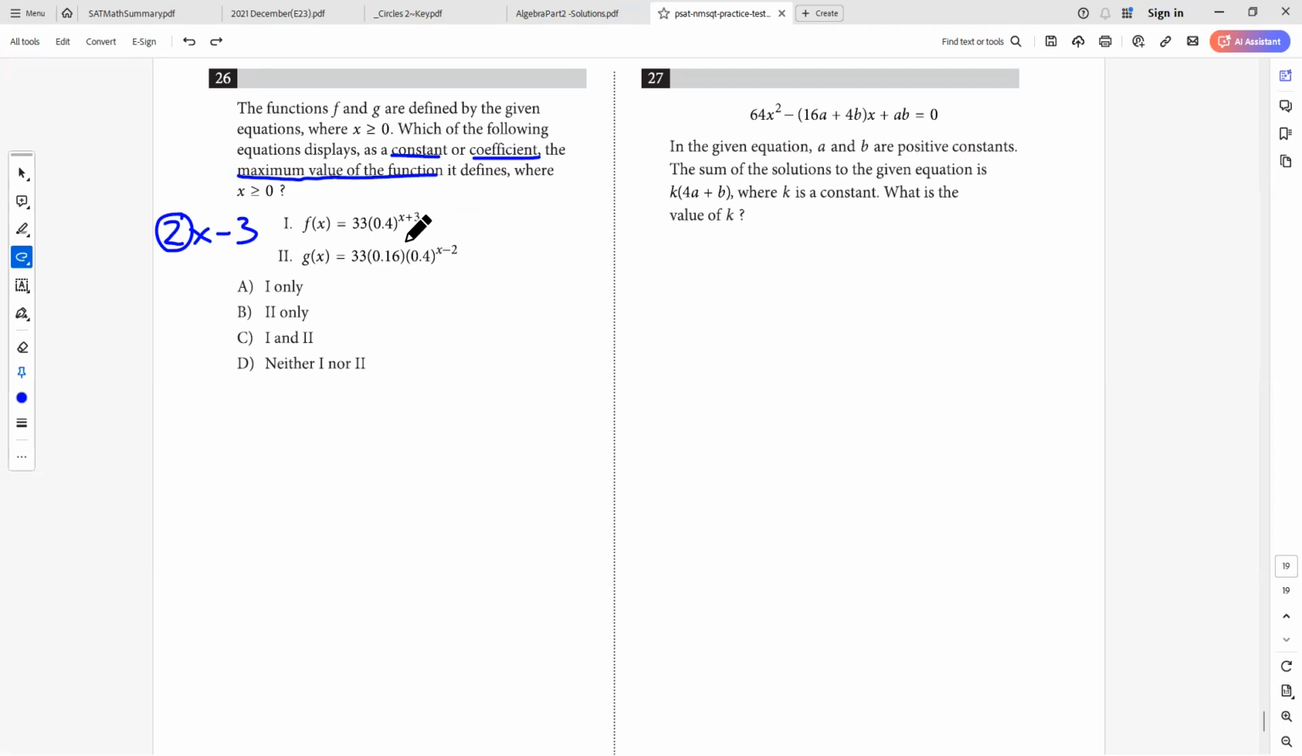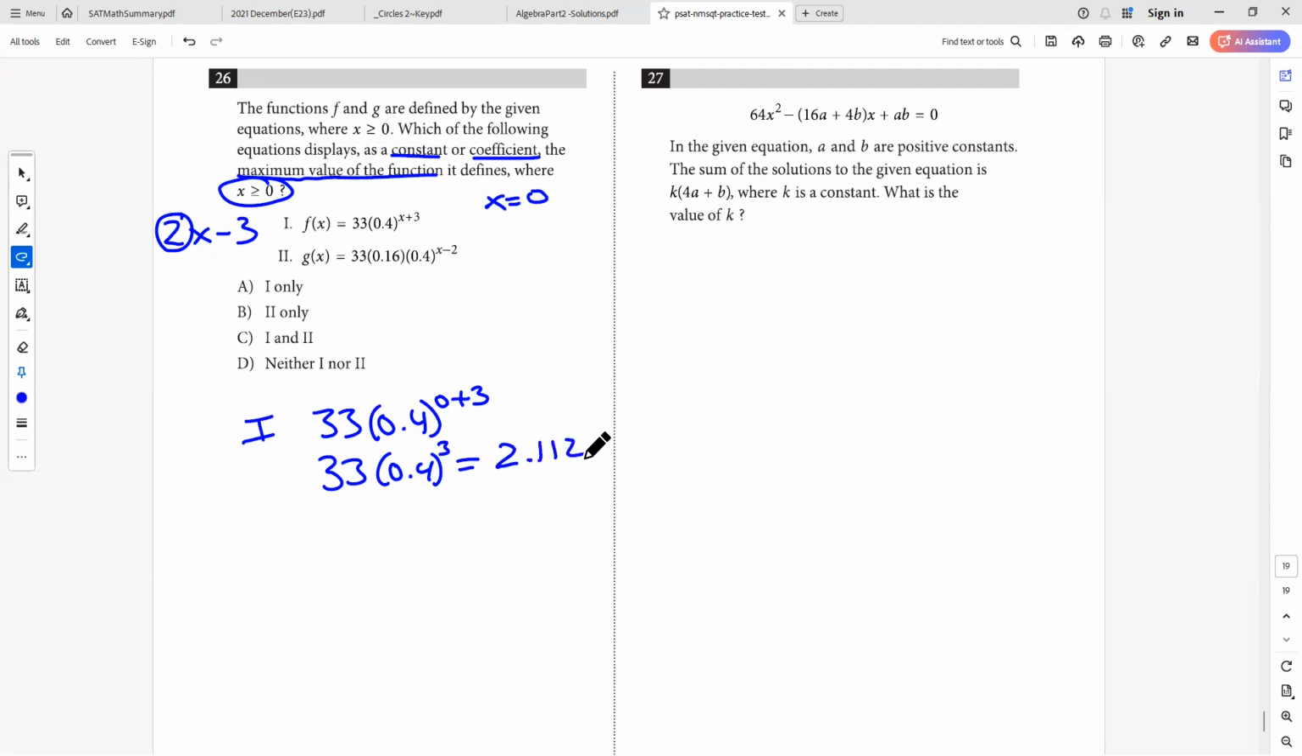So the maximum value would be at the least value of x in the exponent that we have. Since x is greater than or equal to 0, the least value of x would be 0. So the maximum value of the function will occur when x is 0. All right, so let's figure out what the maximum value was of each one. So of the first one, it's going to be 33 times 0.4 to the 0 plus 3 power, which is 33 times 0.4 to the third power. And it gives you 2.112.